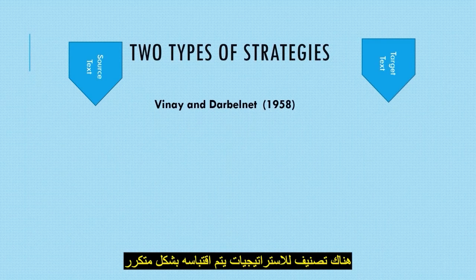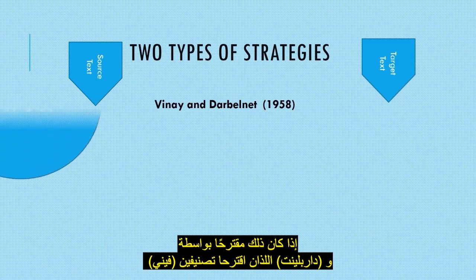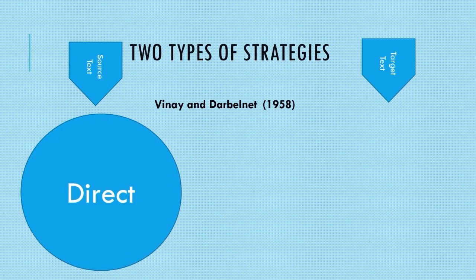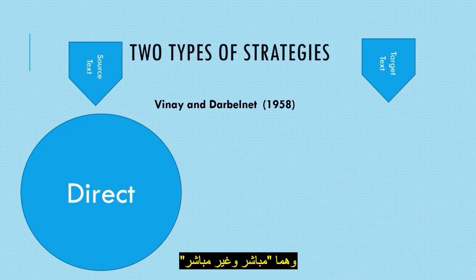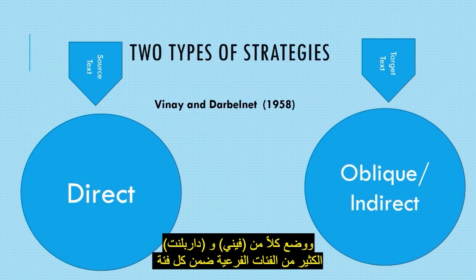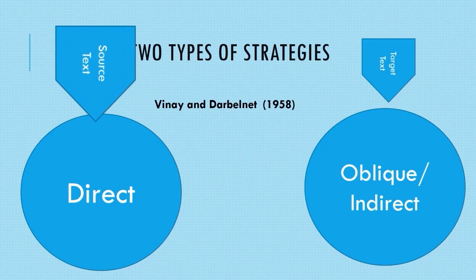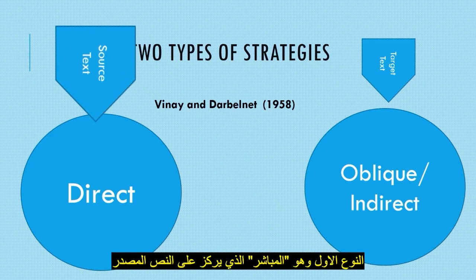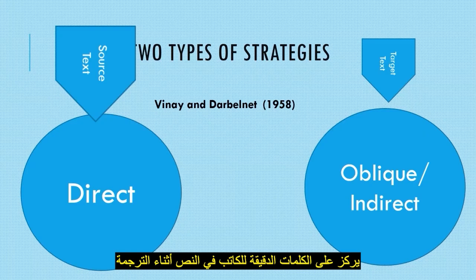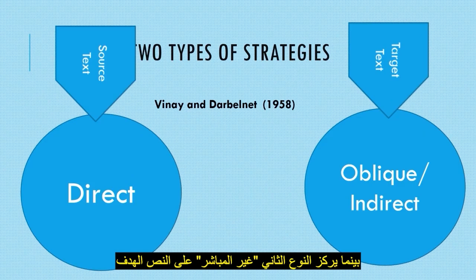Basically, a frequently quoted classification of strategies is that proposed by Vinay and Darbelnet, who proposed two categories: direct and oblique, or indirect, that correspond to literal and free method of translation. Under each category, Vinay and Darbelnet listed further subcategories. So we have two major types: direct, which focuses on the source text, the exact words of the writer in the text we are translating; and oblique, indirect translation that focuses more on its target text.